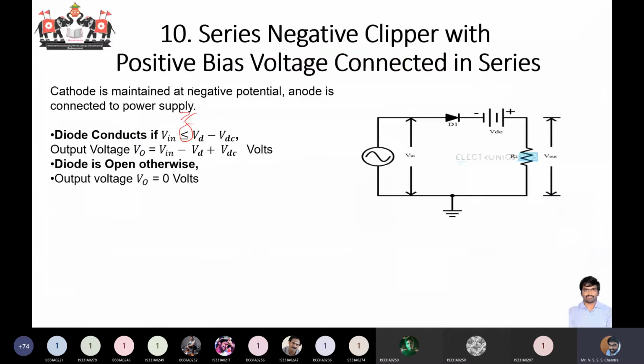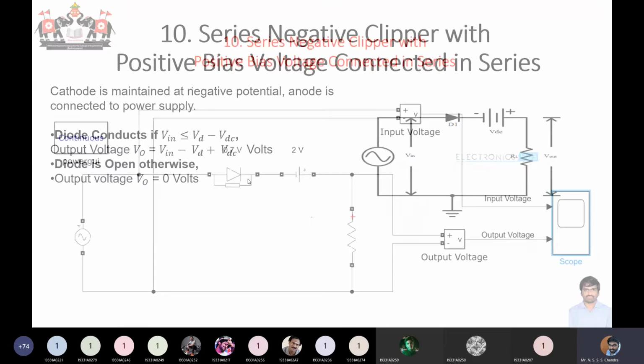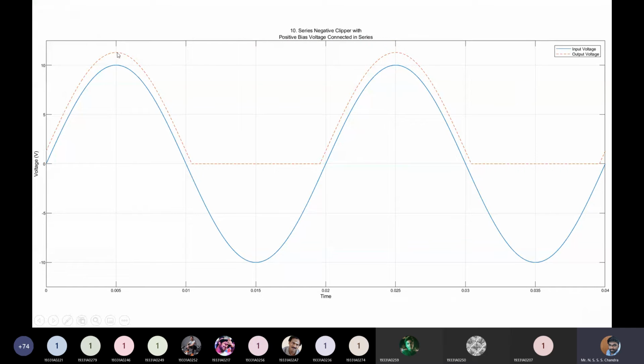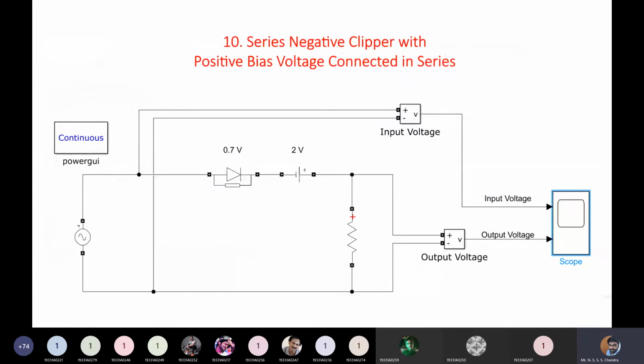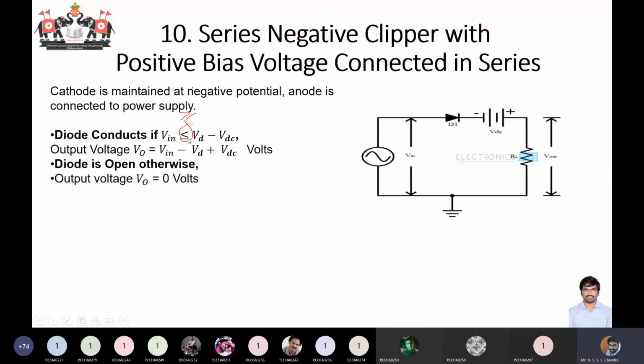So we shall go back here. Output voltage is equal to Vin minus VD plus VDC. So if the Vin maximum is 10 volts and DC voltage is 2 volts and the diode voltage is 0.7 volts, it is 10 plus 2 minus 0.7. So it is 12 minus 0.7, that is equal to 11.3 volts. So this voltage is around 11.3 volts. This is when the diode is conducting.